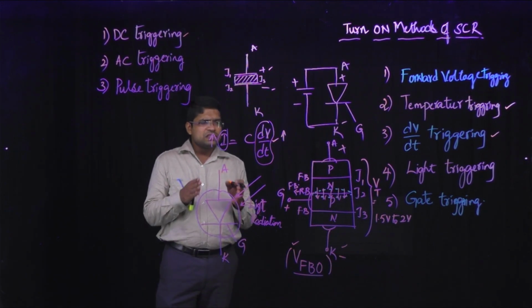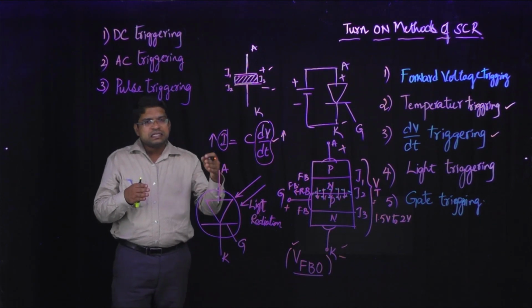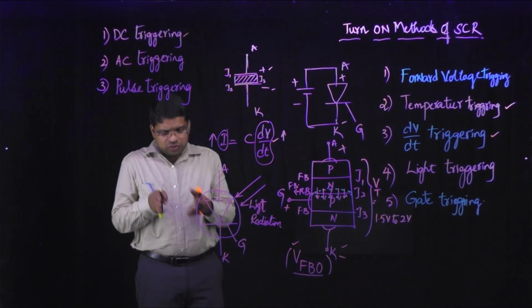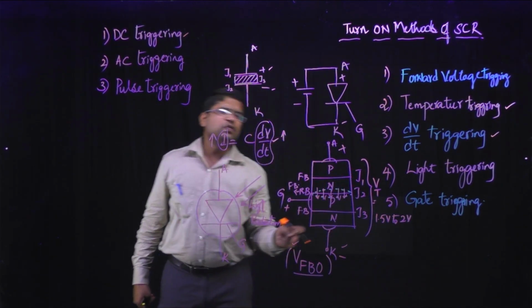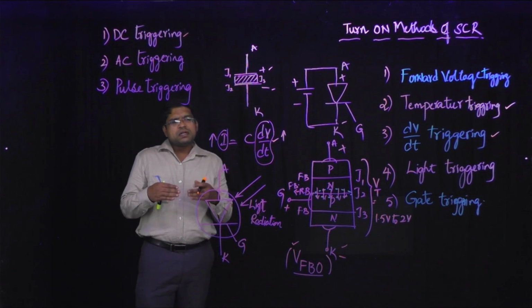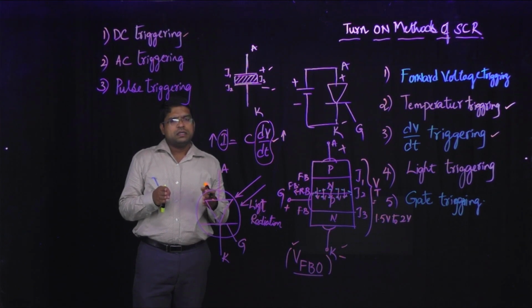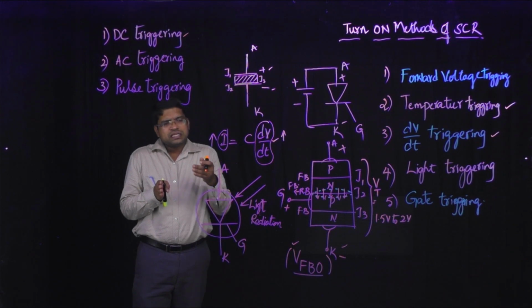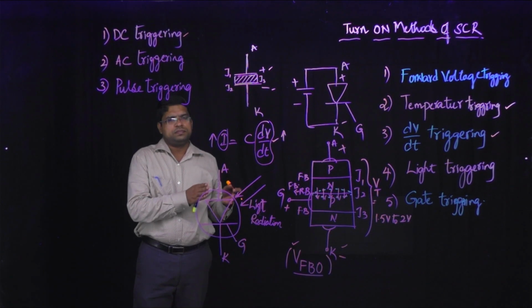But you know, in this type of DC gate triggering, a continuous gate signal is required to apply across gate and cathode terminals to keep the device in on state. So this causes more power dissipation internally in the device. So that is why the power loss is more in this type of DC gate triggering. So DC gate triggering has a drawback that because of continuous gate signal applied, the power loss is more.